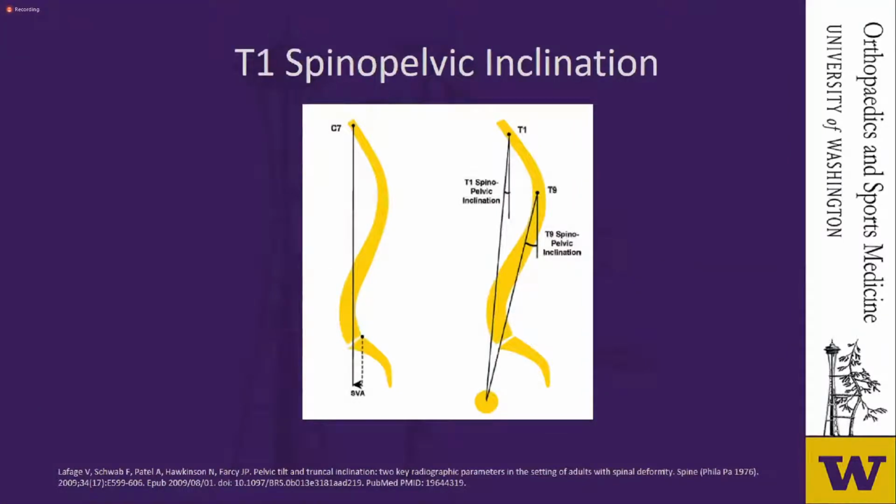T1 spinopelvic inclination. This is another way to evaluate patients with sagittal imbalance. And when compared to SVA, it's an angular measurement, while SVA is a linear measurement.